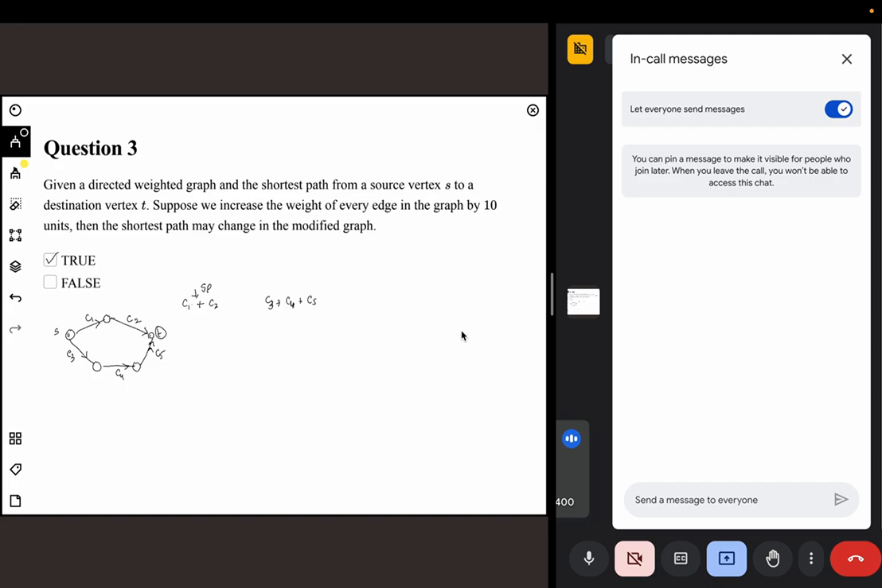Now if I increase the price by 10 units, this will become c1 plus c2 plus 20, and this will become plus 30. So this is less than this and this is less than this. So this is a clear one. Okay. And how do I construct a scenario where it will become greater than the other one?